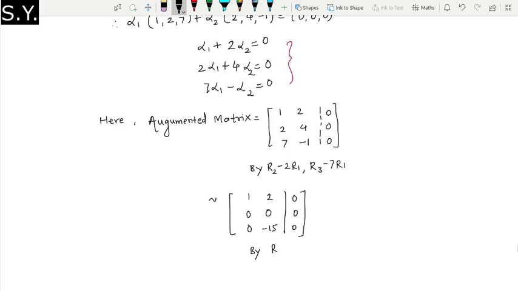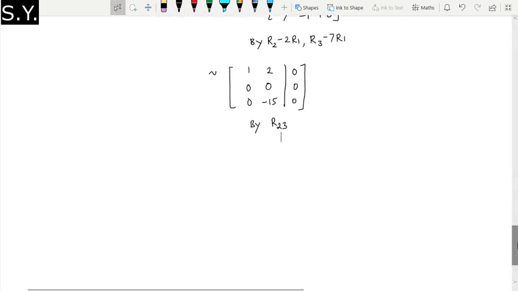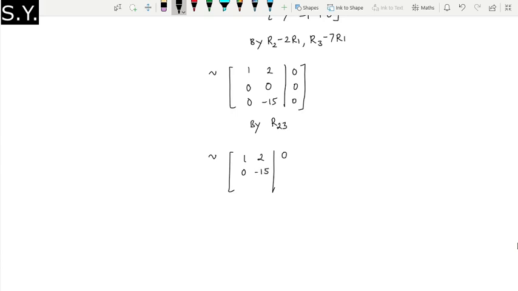Just we will shift it R2 R3 because it is not in echelon form yet. So by performing this operation, what are you going to get? As in echelon form, you know all zero rows should be collected at bottom, right? So 1 2 0 0 -15 0 0 0 and 0. Yes, now it is in echelon form.